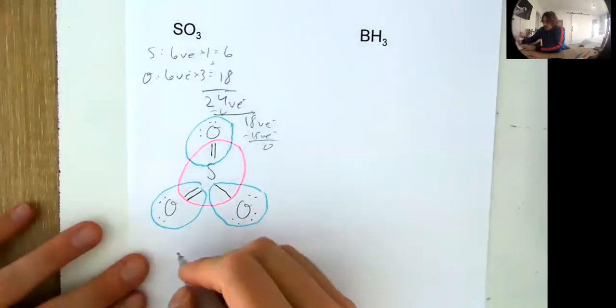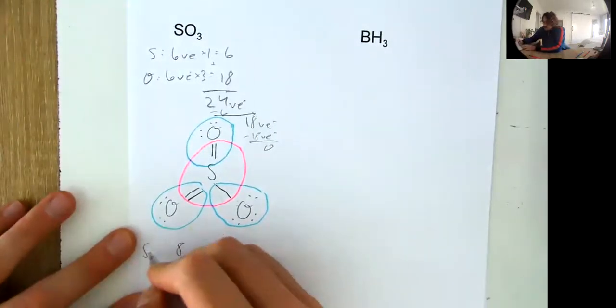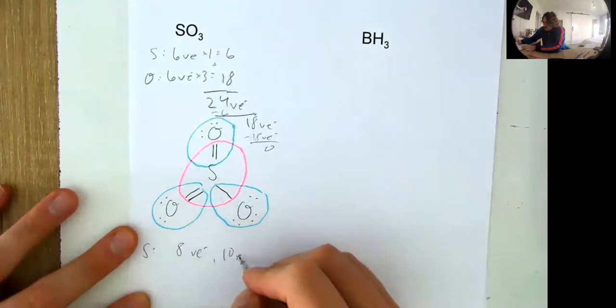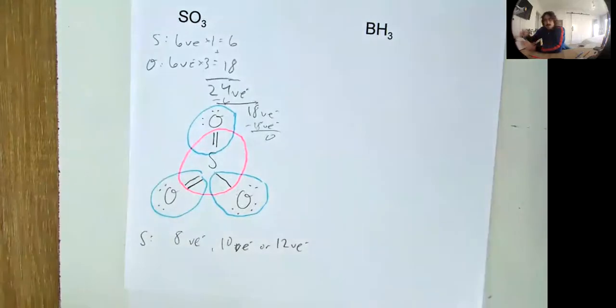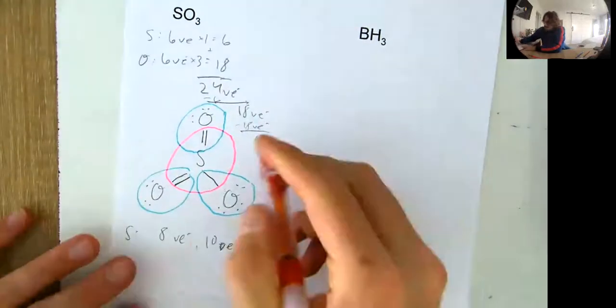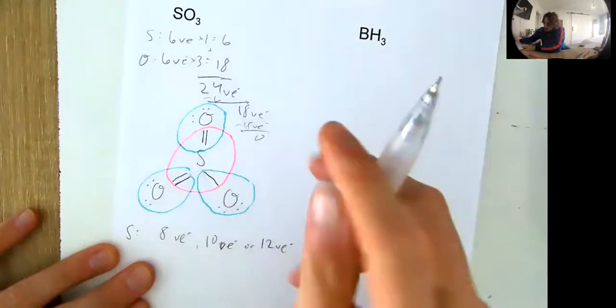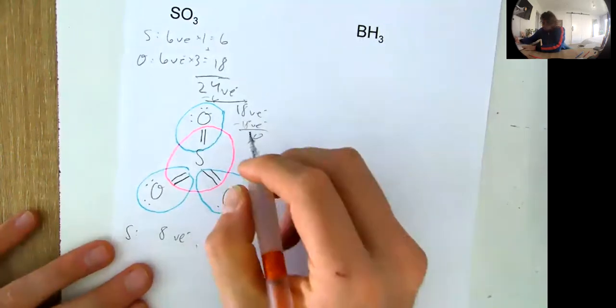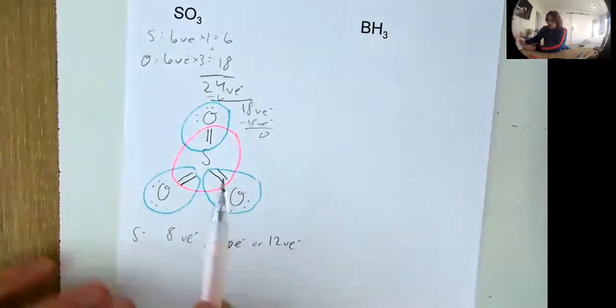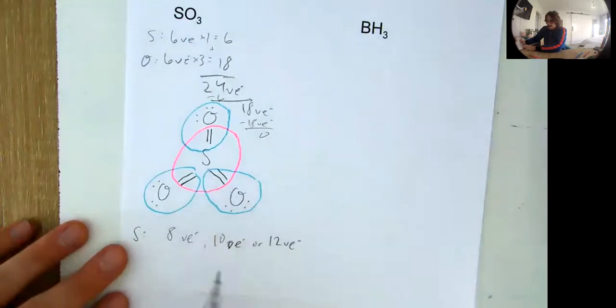So remember, the sulfur could have 8 valence electrons, 10 valence electrons, or 12 valence electrons. So what do you think another answer could be? Well, we could take these electrons from this oxygen right here and make another double bond. So now I've shown you that sulfur could have 8 valence electrons, 10 valence electrons, or 12 valence electrons like it does right now. All of those would be correct examples. Okay? But remember, the oxygens on the outside, they have to have 8 valence electrons.